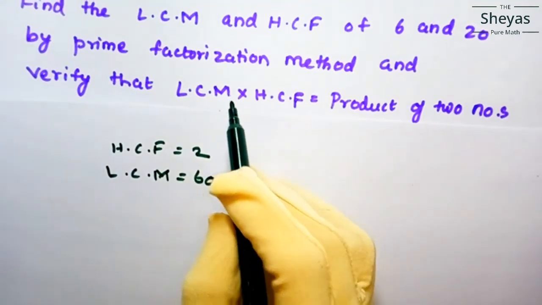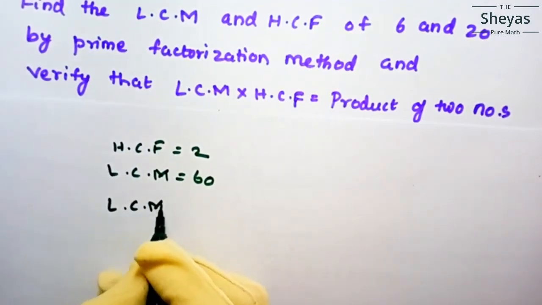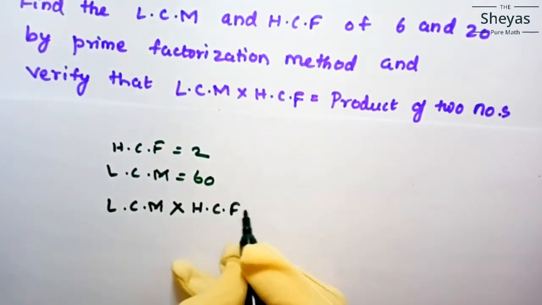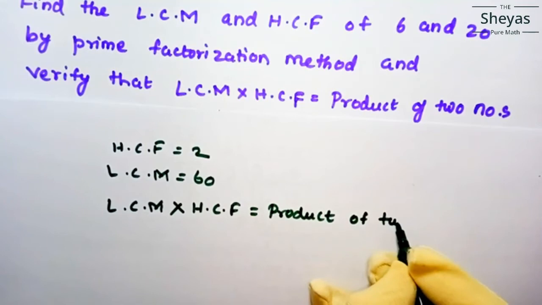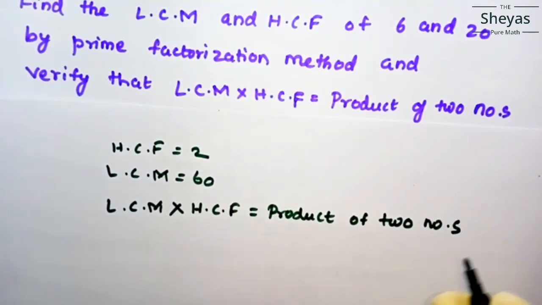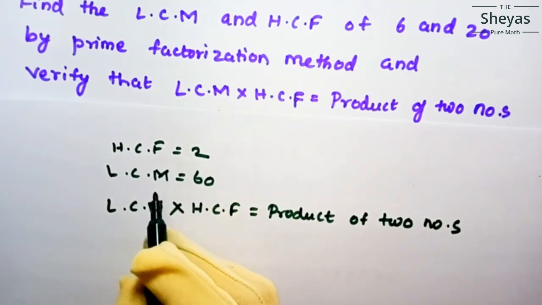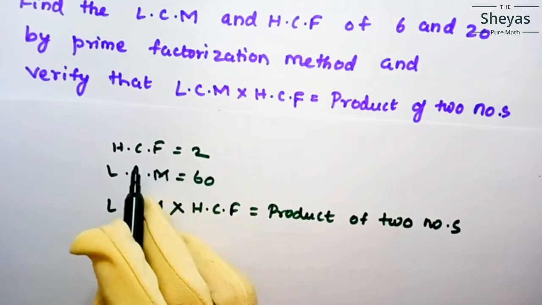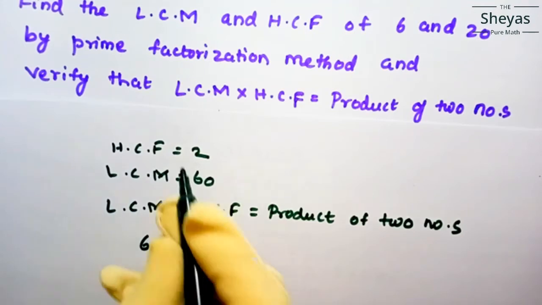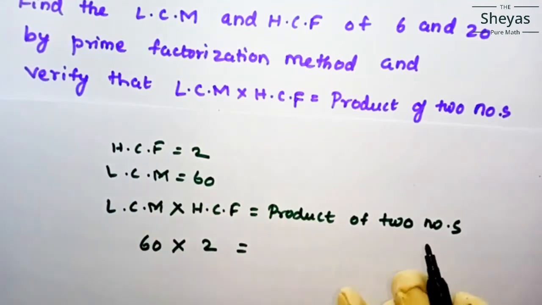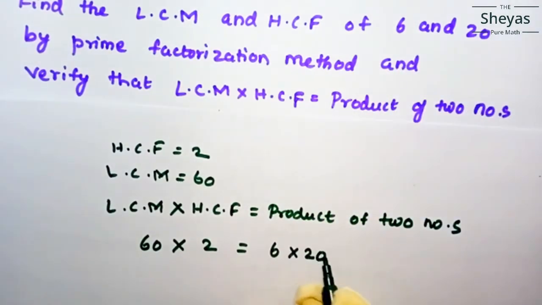Now we are going to verify LCM into HCF is equal to product of two numbers. So what is the rule? LCM into HCF is equal to product of two numbers. So LCM of those two numbers is 60. Then HCF of those two numbers is 2. And what are the two numbers? 6 and 20. So 6 into 20, the product of two numbers.